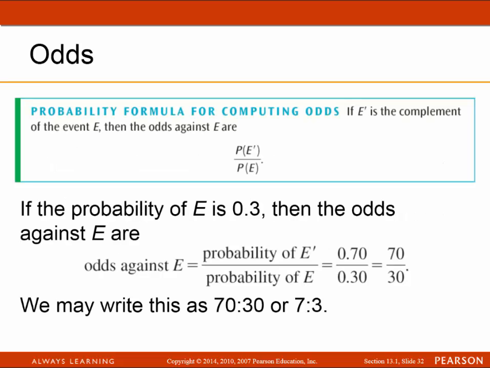So here is the probability formula for computing odds. If E prime is the complement of the event, then the odds against E are the probability of E prime divided by the probability of E. So if the probability of E is 0.3, then the odds against E are the following. Odds against E is equal to the probability of E prime, which is 0.7, divided by the probability of E, which is 0.3. So then it's 0.7 divided by 0.3, or 7 over 3, or 7-3.